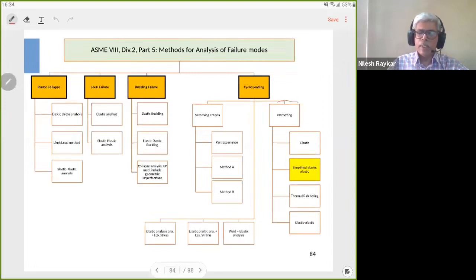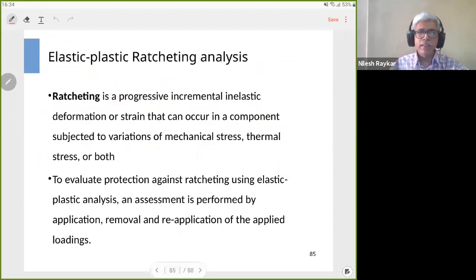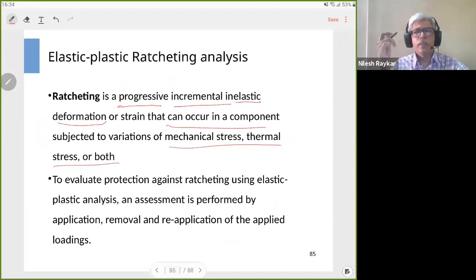And now we come to the last part, that is the ratcheting check, where there are again different options. Ratcheting essentially means progressive incremental inelastic, that is plastic, deformation that can occur in a component subjected to mechanical and thermal loads. So what we are looking at in this ratcheting check is when you apply a cyclic load. Under the action of the first cycle, the body will deform to some extent, and when you unload it, it will try to come back. If it has gone into the plastic zone, it will not be able to come back to its original position.